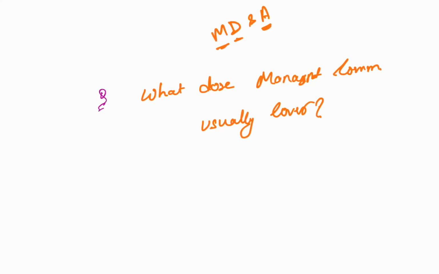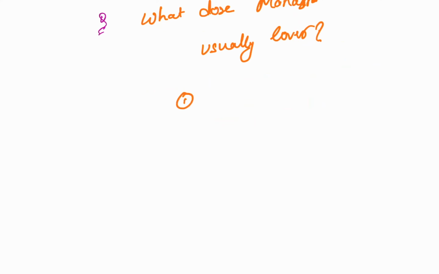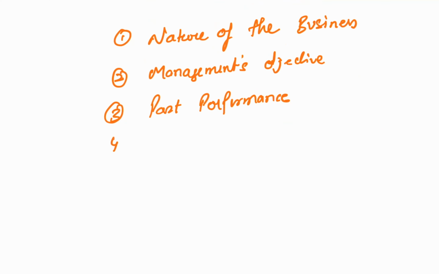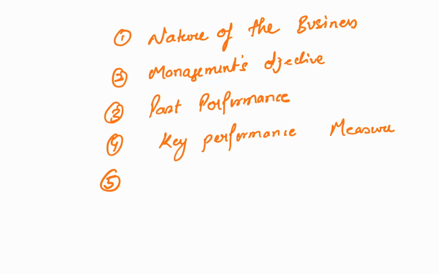See, according to the IFRS, that is the International Financial Reporting Standards, a good management commentary talks about number one, the nature of the business; management's objective; past performance; then key performance measures; and the fifth one is key relationships, resources, and risks.